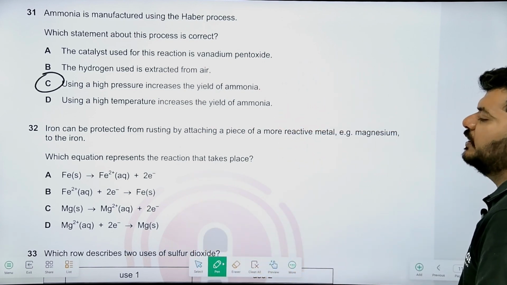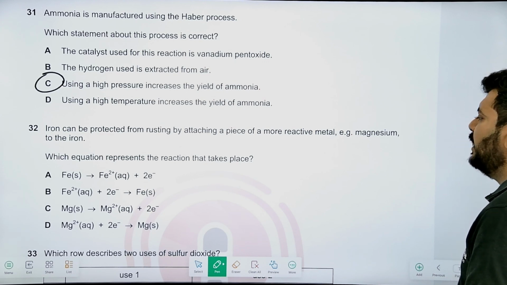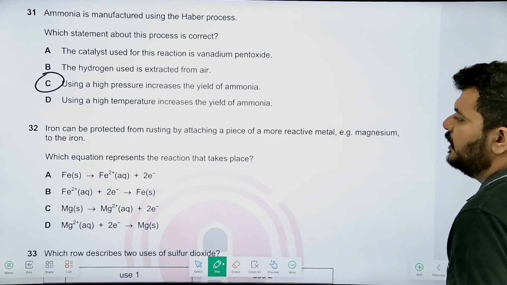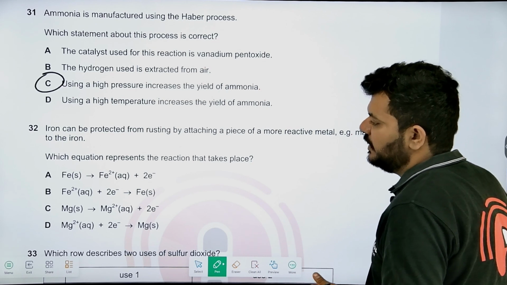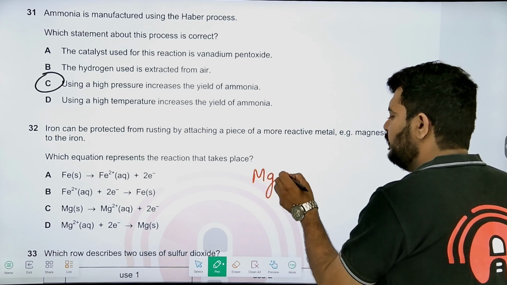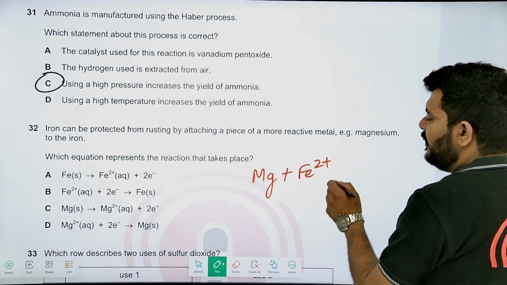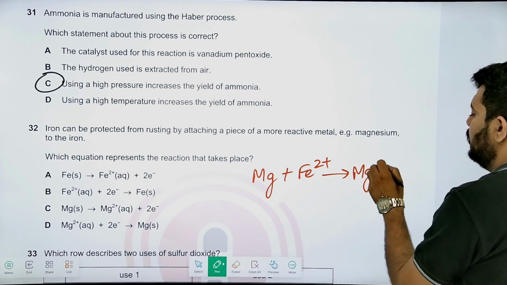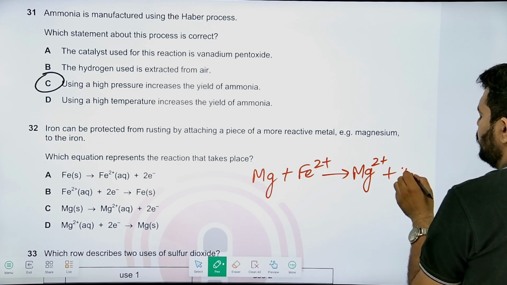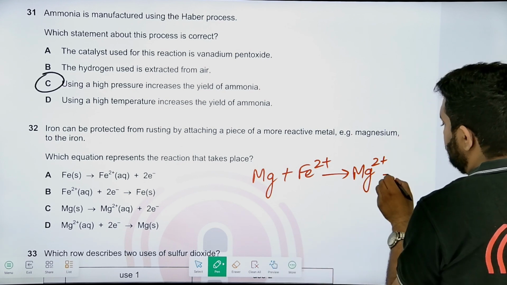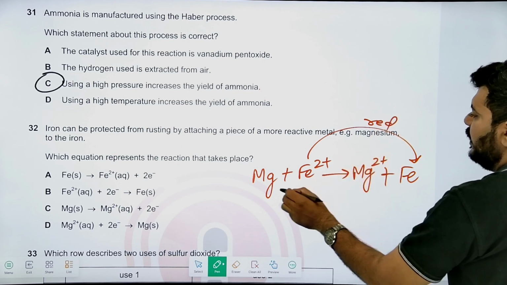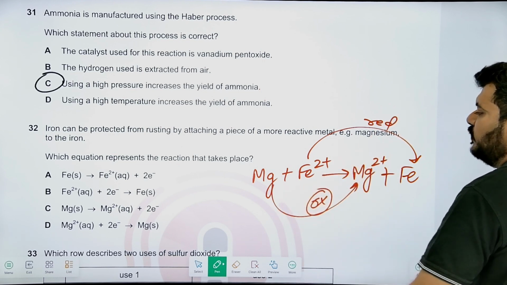Iron can be protected from rusting by attaching a piece of more reactive metal, for example magnesium, to iron. Which equation represents the reaction that takes place? So if it prevents rusting, then magnesium, if ever iron forms a positive ion, will do this, right? What will it do? Because it is more reactive, it will reduce the iron and get oxidized itself, right?